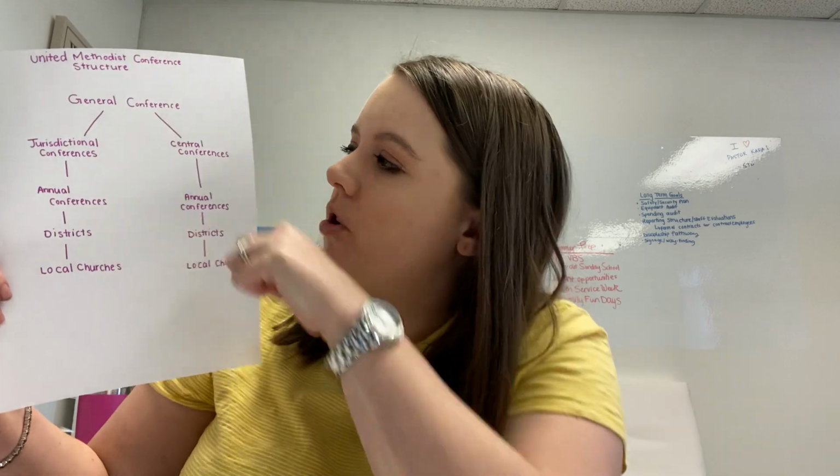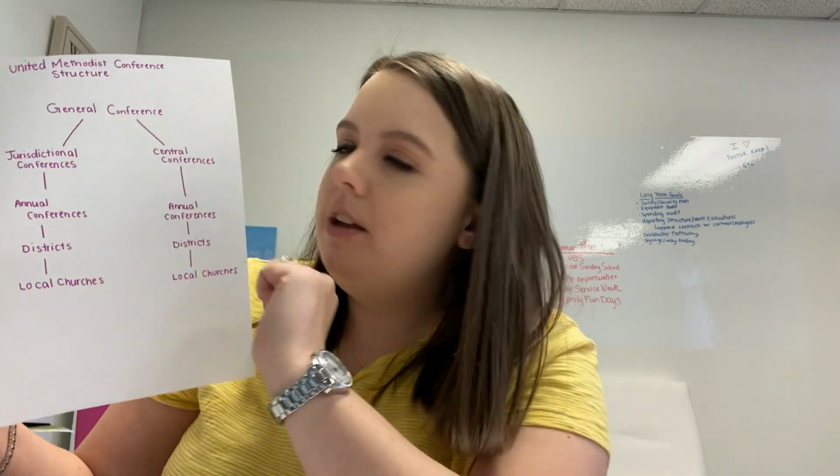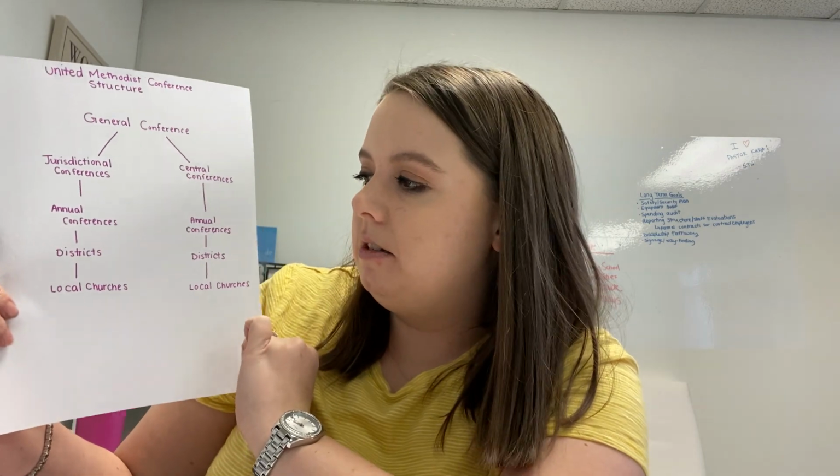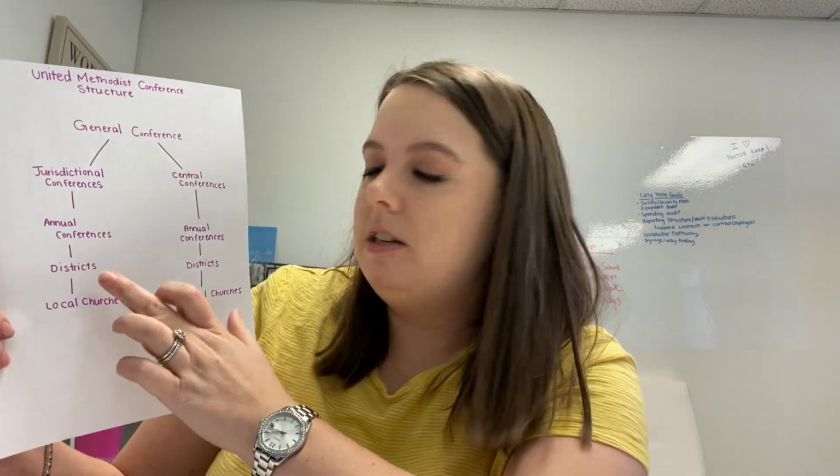So looking at our map, our structure, we've talked about general conference, we've talked about jurisdictional and central conferences, we've talked about the annual conferences, and the next smaller breakdown is the districts. So annual conferences are made up of districts. Districts are smaller areas within an annual conference. They are overseen by a district superintendent. Our district superintendent's name is Sam Moore, and we are part of the Yadkin Valley District.